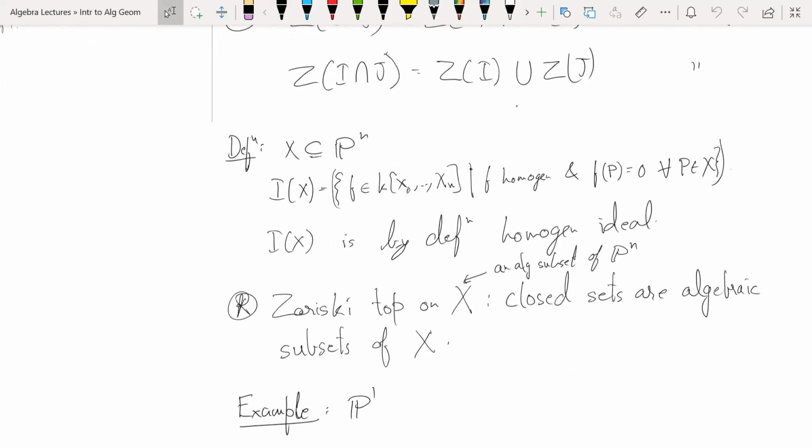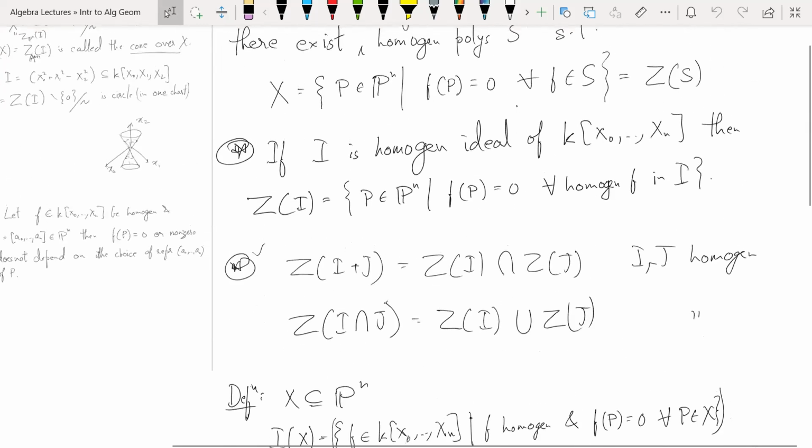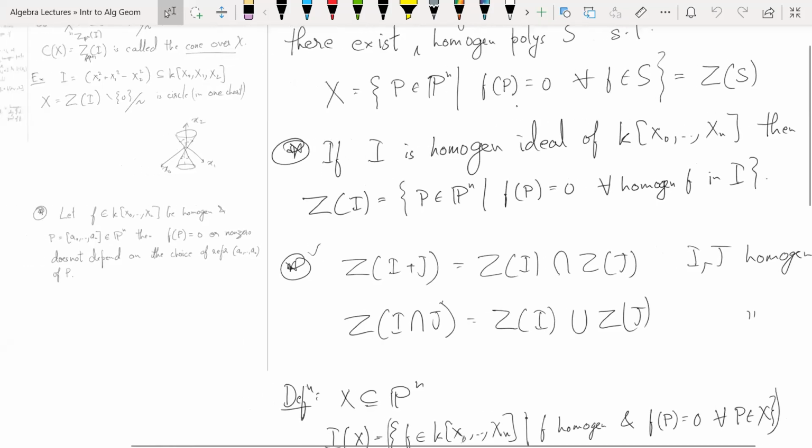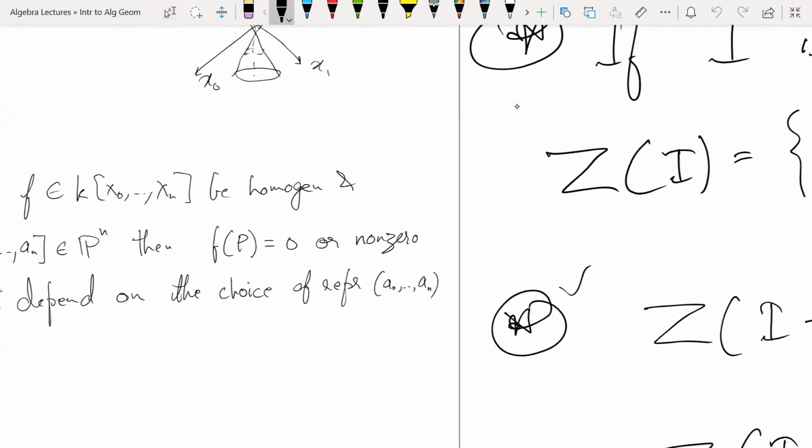Sir, when you are saying that P belongs to X and F(P) is equal to 0, you mean that you are taking a representative of P in An plus 1? Exactly. So F(P) equals 0 means F(a0, ..., an) equals 0, where (a0, ..., an) is a representative, since F(P) may not be well defined. These two are the same.